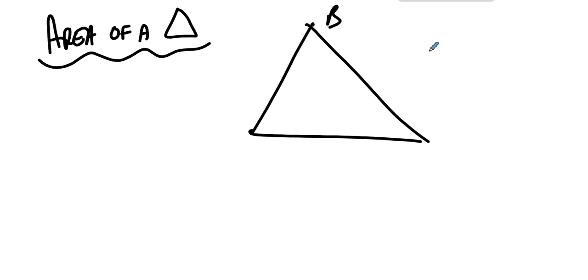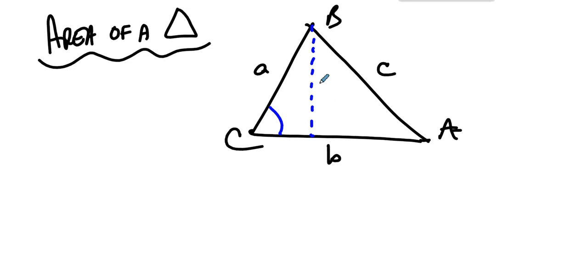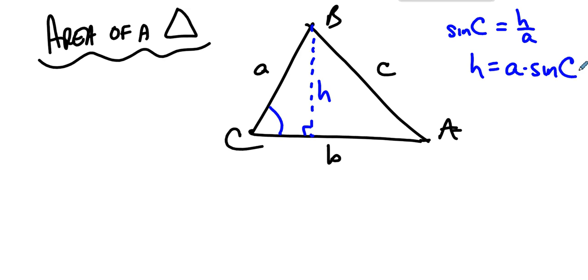So you've got your triangle ABC, nothing fancy here. The side opposite angle A is little a, the side opposite angle B is little b, and the side opposite angle C is little c. For the moment, let's focus here and consider the height of the triangle. Well, the height is perpendicular to the base to which it is drawn. And so we know in this triangle, the sine of C is h over a, which means that the height of the triangle is a times the sine of C.